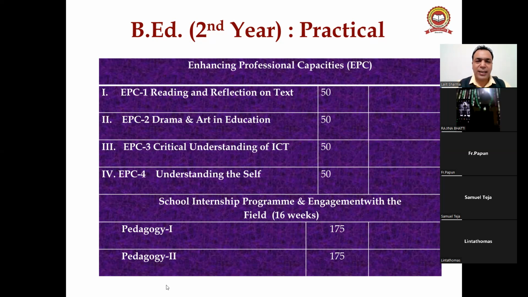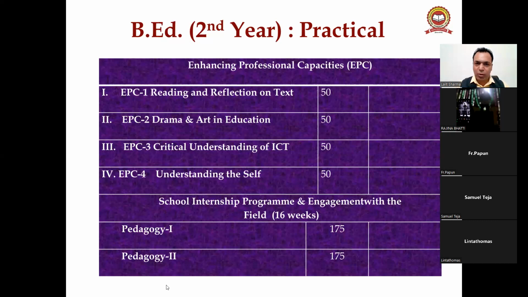The first file is reading and reflecting on text. Second is drama and art in education. It is of 50 marks. The earlier one is also 50 marks. Third is critical understanding of ICT. Again, it is of 50 marks. And the fourth file is understanding the self. It is of 50 marks, right? You can see the syllabus. So according to the syllabus, you have to make these 4 files. And for these 4 files, you have to appear for a viva, right?